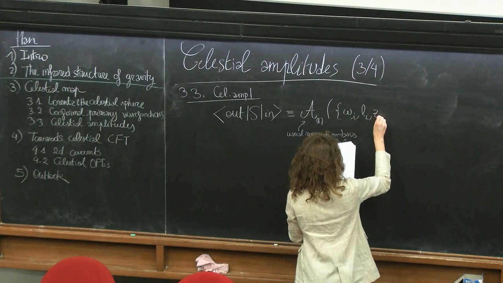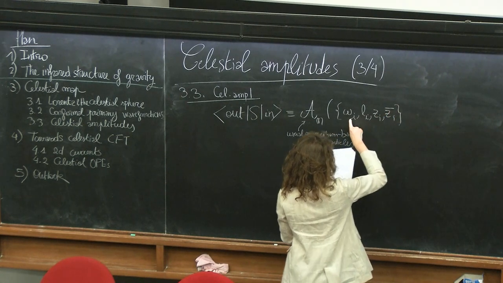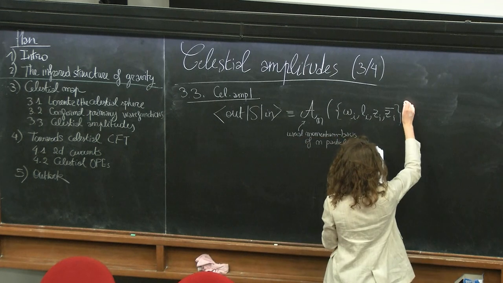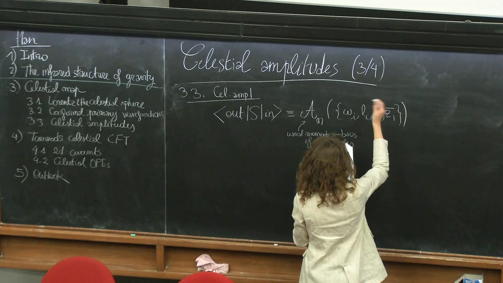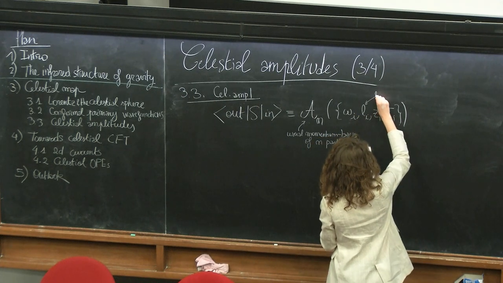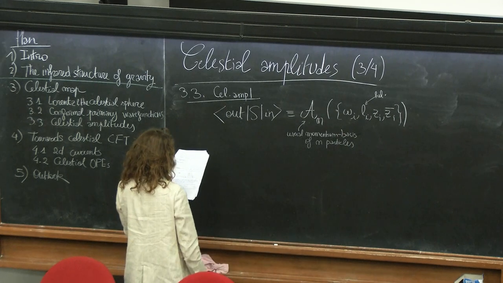So as I've said over and over, a massless particle is parametrized by an energy, a point z, z bar, twisted birth, the sphere, and this is the helicity. So this is the usual way we express amplitudes in this momentum basis.